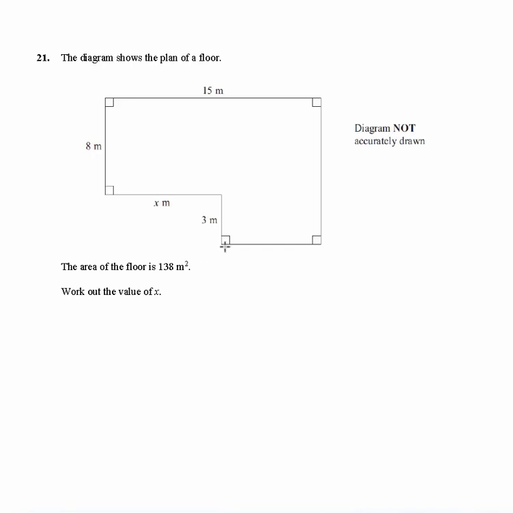So if you know what it is when this bit isn't missing, and you know what it is when it is missing, you can work out what the area is of this rectangle. And if 3 times x makes that answer, you can work out what the value of x is.